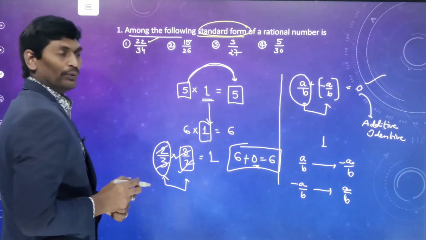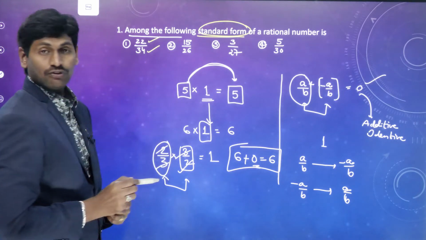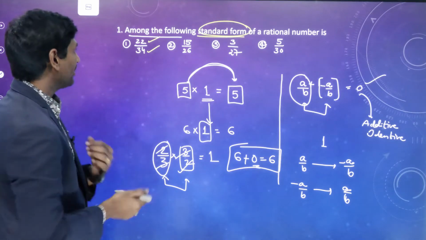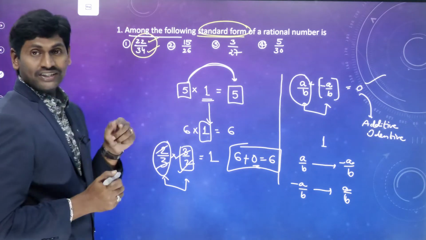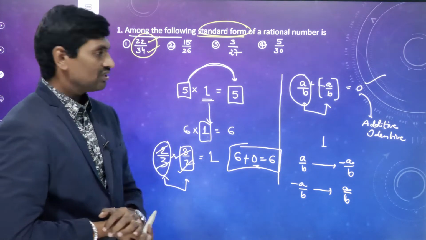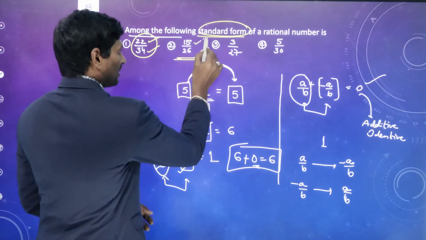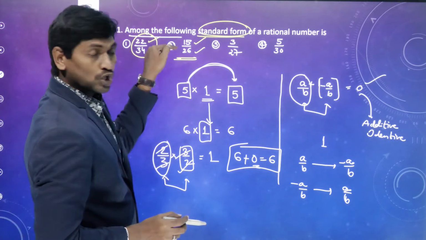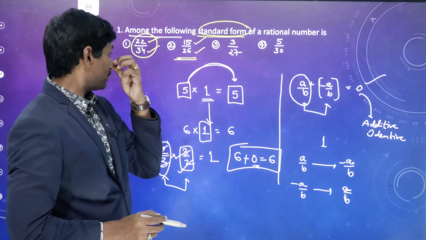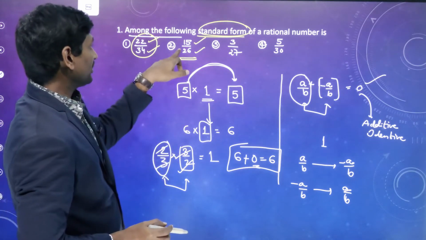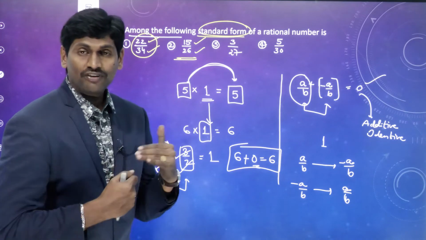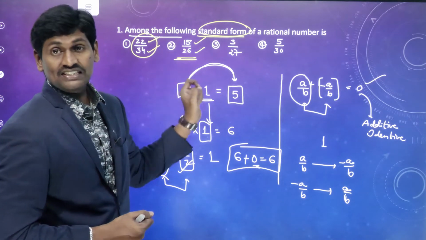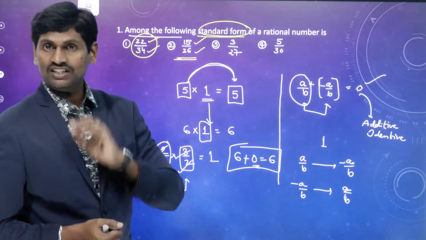What is the numerator here? 22. Denominator 34. Both have 2 as a common factor. So the first option is not in simplest form or standard form. Let us go to the second option: numerator 15, denominator 26. There is no common factor between them, because 26 comes in the 2 table and 13 table, and in both tables 15 won't come. That means there is no common factor between numerator and denominator. Yes, option 2 is in standard form, or simplest form, of a rational number.